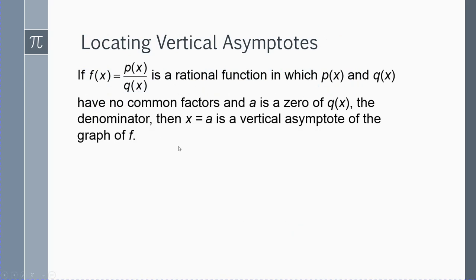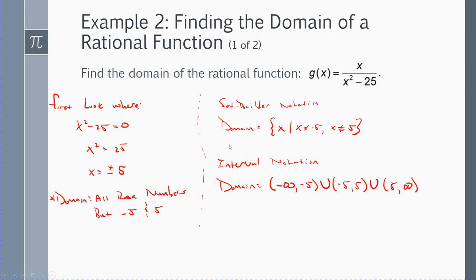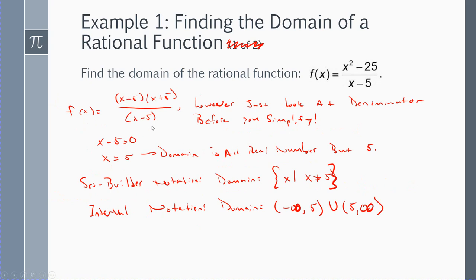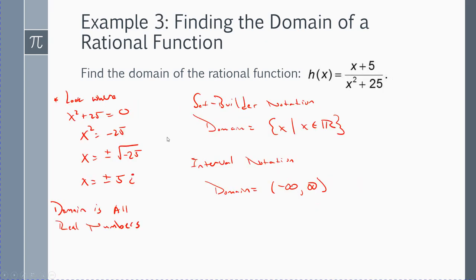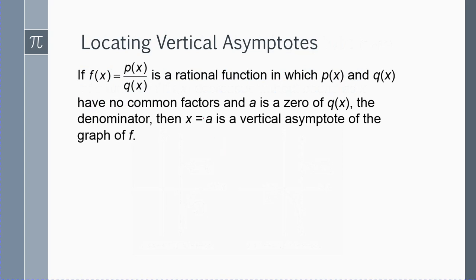Let me just go back real quick. A common factor, like here, x minus 5, x minus 5, you could cancel those out. So there's none of that in this. So when you go to find vertical asymptotes, you look at a simplified rational function, with no common factors. And a is a zero of q of x, the denominator, then x is equal to a is a vertical asymptote.